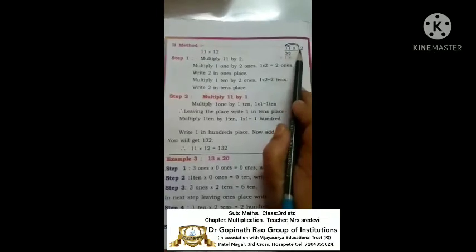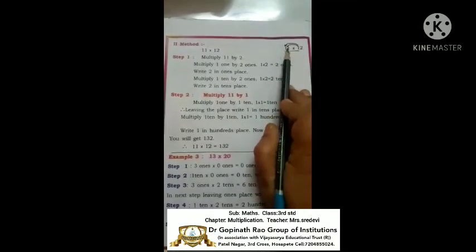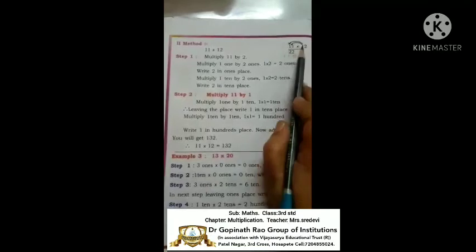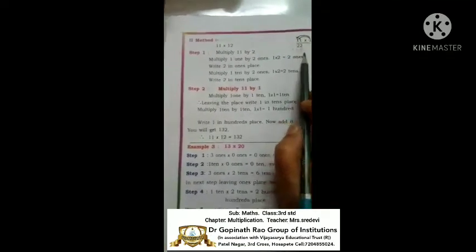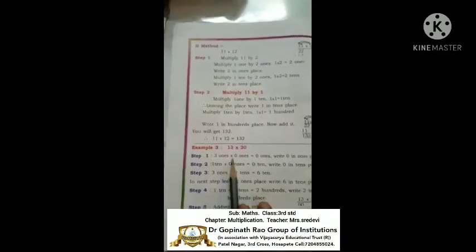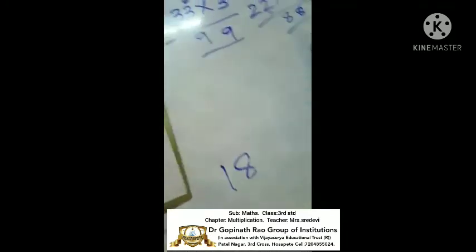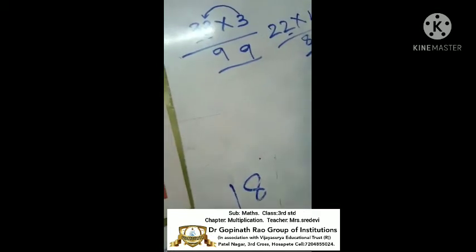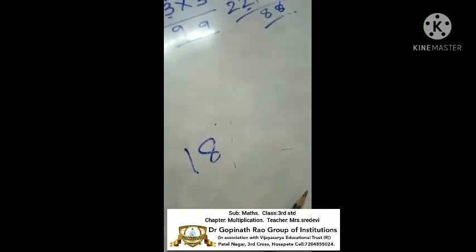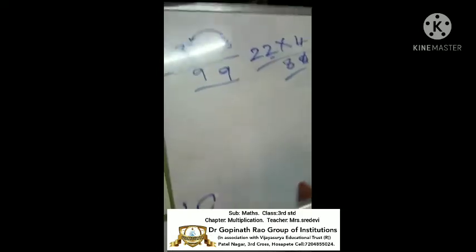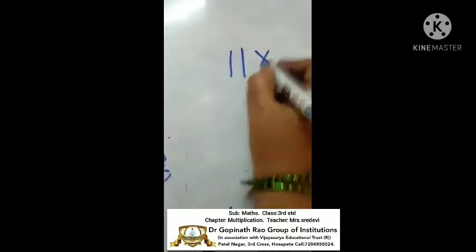See, here is the method. 11 into 12, how will we do it? First we will multiply by 2. 2 1s are 2. Next we will multiply by 1. 1 1s are 1. I will show how to do it. So 11 into 12. See here, 11 into 12.